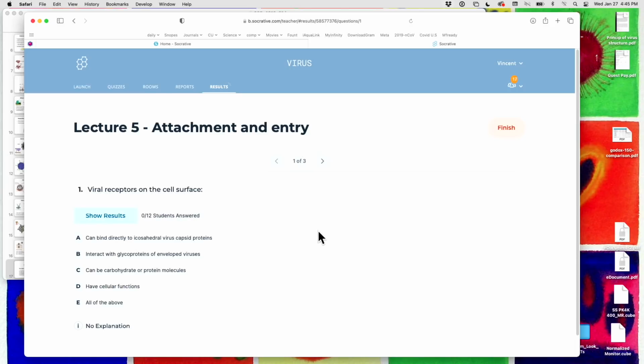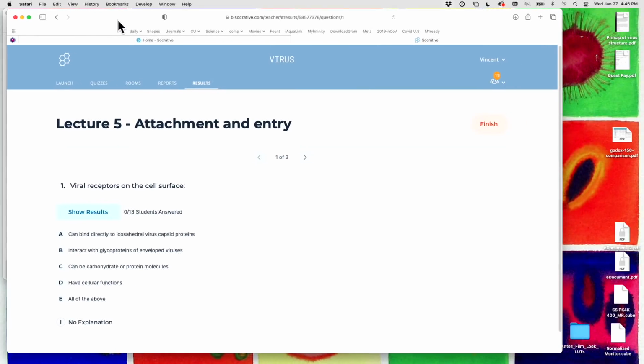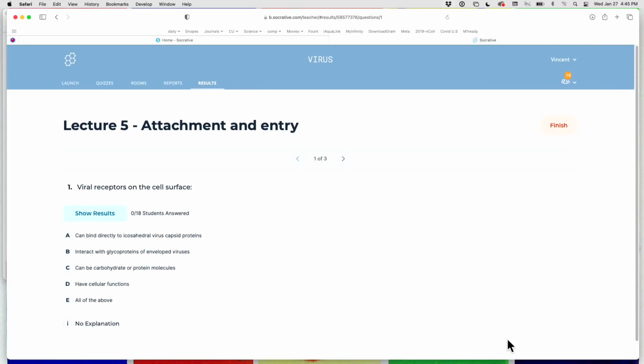All right, the first question: viral receptors on the cell surface. A, can bind directly to icosahedral virus capsid proteins. B, interact with glycoproteins of enveloped viruses. C, can be carbohydrate or protein molecules. D, have cellular functions. E, all of the above. Now, go to Socrative.com, student, and the room number is virus.